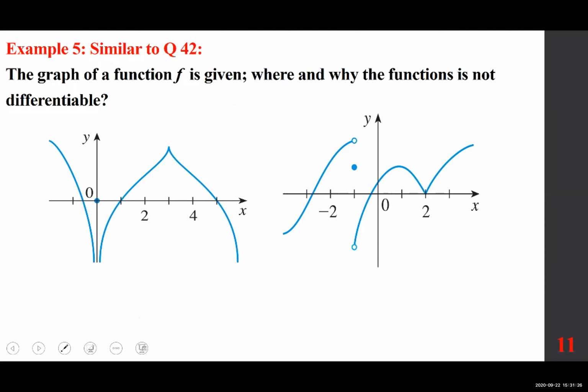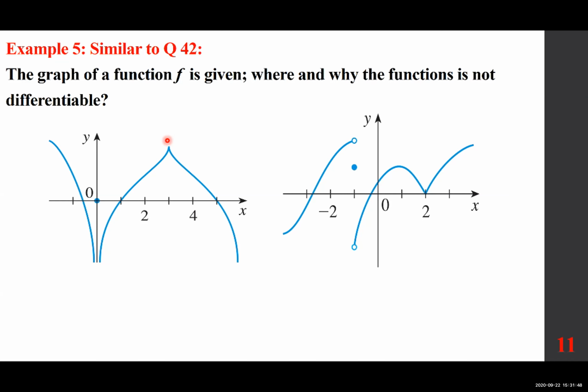The graph of a function is given. Where and why is the function not differentiable? So let's start with the first one. I hope you see that what's happening here, we have a discontinuity or a vertical asymptote, so it fails at that point. How about here? Well, over here is a vertical tangent line.